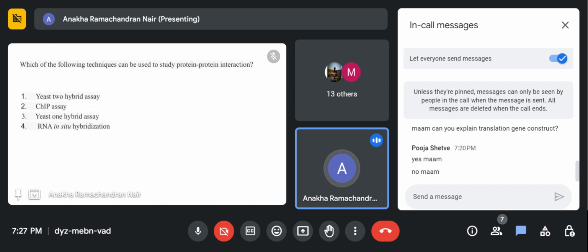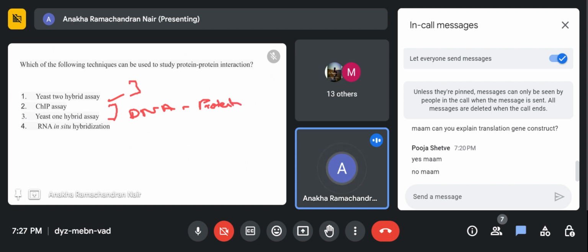So the question is, which of the following techniques can be used to study protein-protein interaction? Yeast 2 hybrid assay, chip assay, yeast 1 hybrid assay, and RNA in situ hybridization. So the correct answer is yeast 2 hybrid assay. It is going to help you to study protein-protein interaction. Chip assay and yeast 1 hybrid assay is for DNA protein interaction.